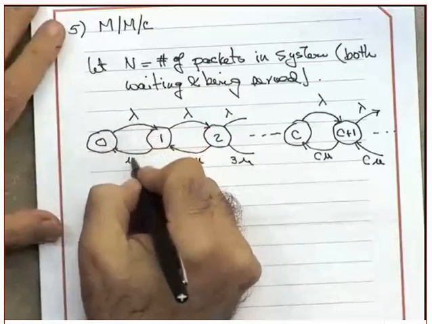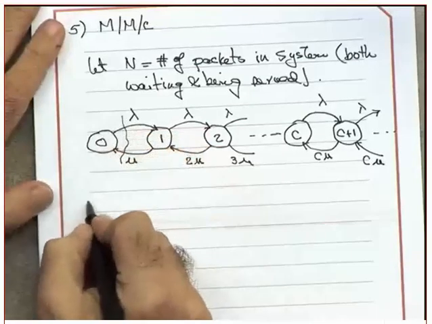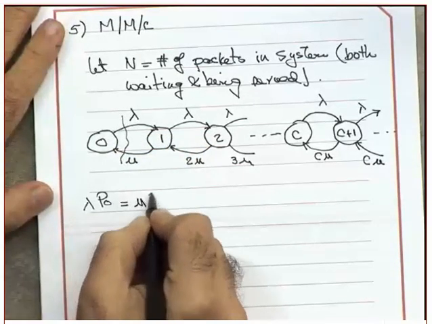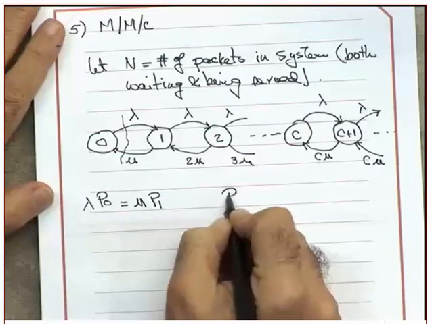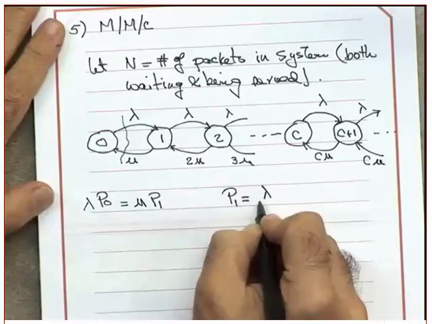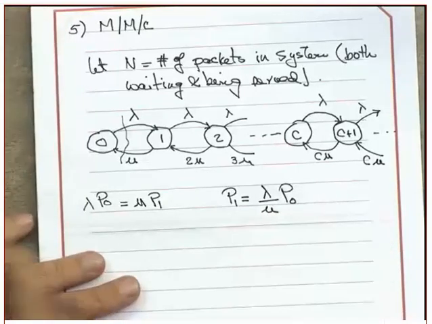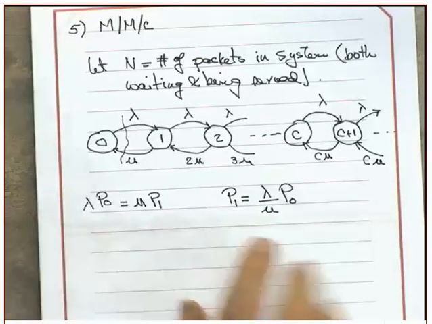Can I take this edge here? So what do I have? Lambda P0 equals mu P1, which means P1 equals lambda over mu times P0. Clear? Okay, now question before I proceed. Question.